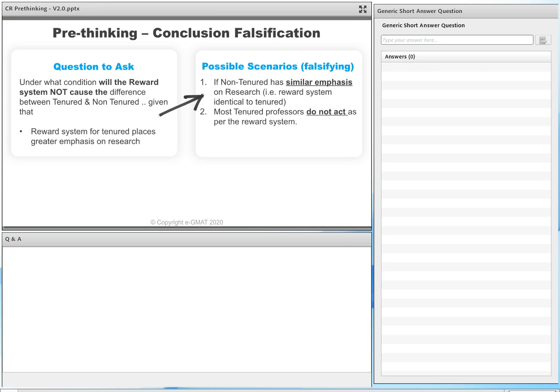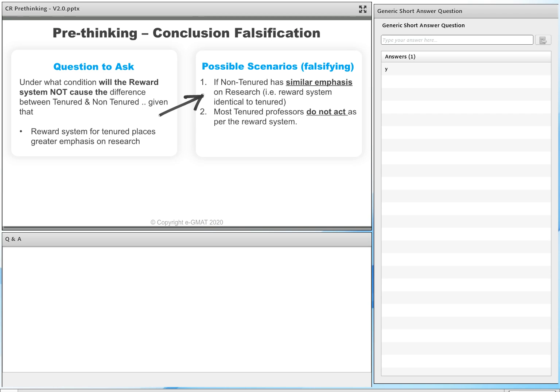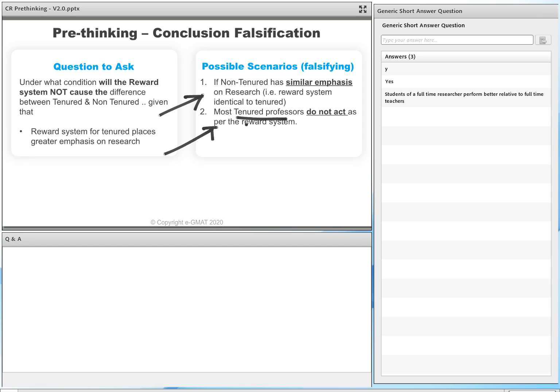Can you see that? If non-tenured has an identical reward system, then you can't blame the reward system. Why? Because both entities have the same reward system. Then the reward system can't be the one that's responsible. And let's say you have this reward system, but what if most tenured faculty doesn't care about it? They don't act as per the reward system. In that case, you can't blame the reward system either. In either case, these are scenarios in which my conclusion breaks down.